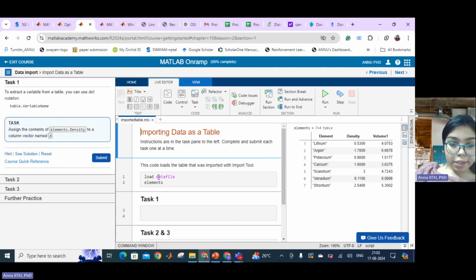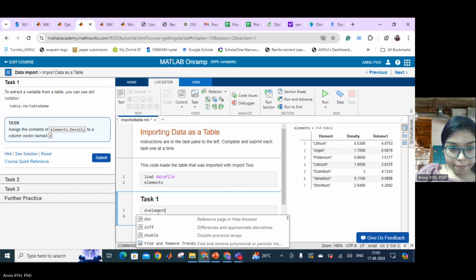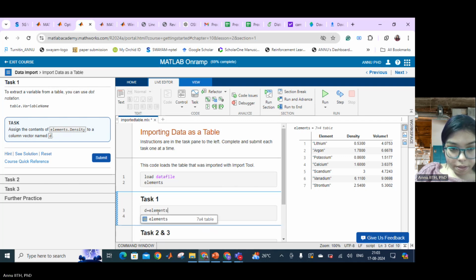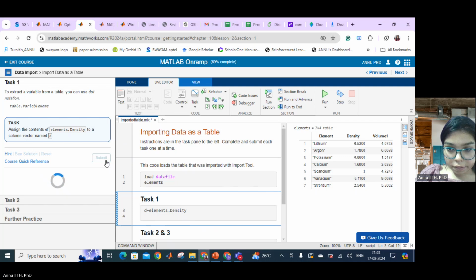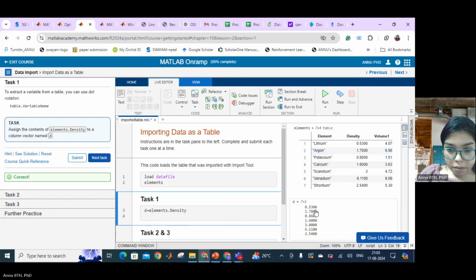So we can import using load also. Okay. So to extract a variable from the table, you can use dot notation. So suppose this table is there. So elements is already available in the workspace. Suppose assign the contents of the density to column vector D. So let's say D is equals to elements dot density. Okay, so let's note it. That's correct.